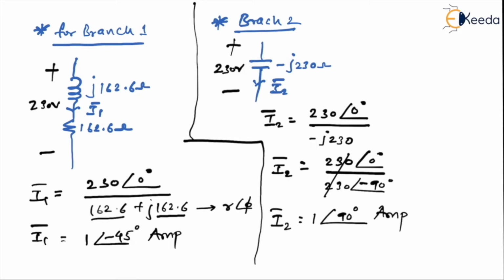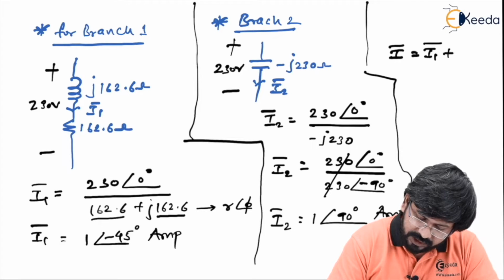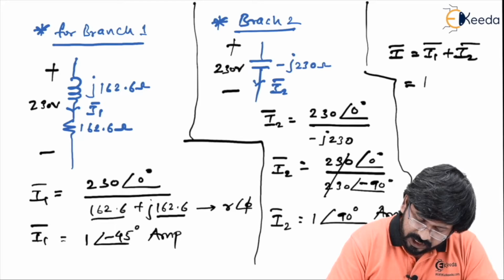So our aim is to calculate the I vector, which is nothing but the addition of the I1 vector and the I2 vector. So finally, the I vector is the I1 vector plus the I2 vector, where I1 is 1 at an angle of minus 45 degree plus 1 at an angle of 90 degree.